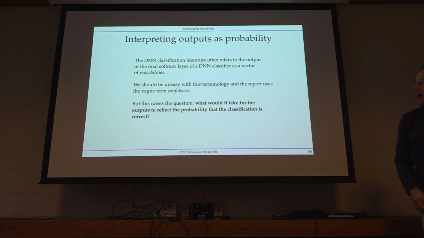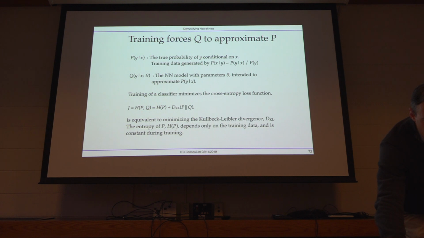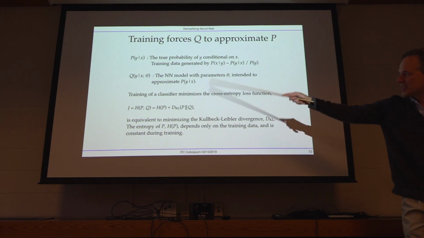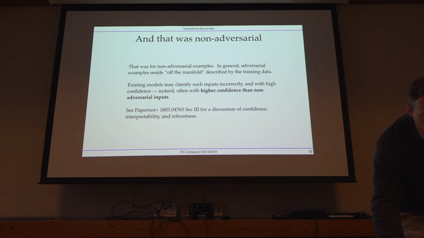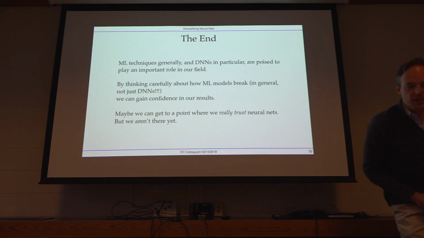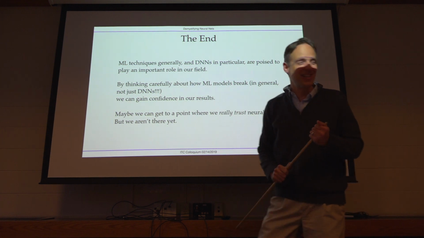Anyway, I have a little spiel on interpreting outputs as probability, but I'm probably out of time. But if you want to know about Kullback-Leibler divergences and how they relate to this, please ask. And why don't I end? Thank you.